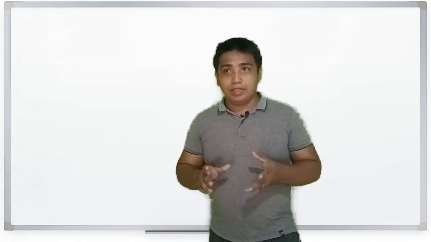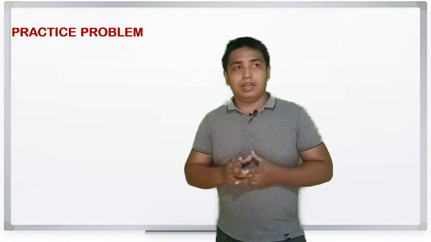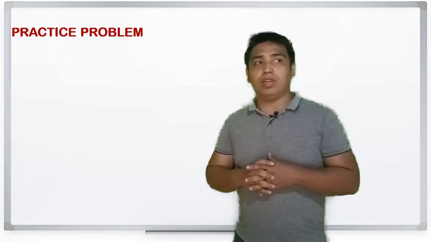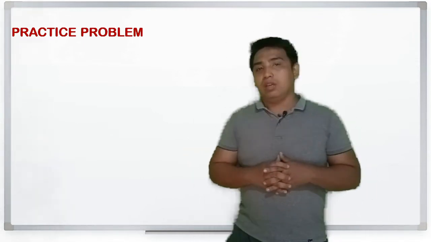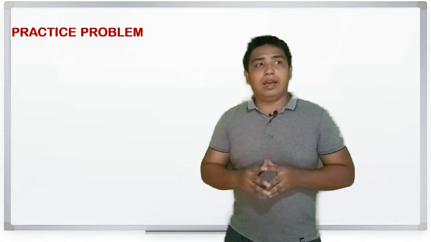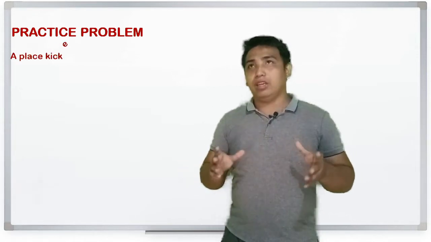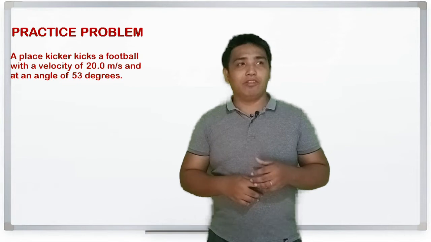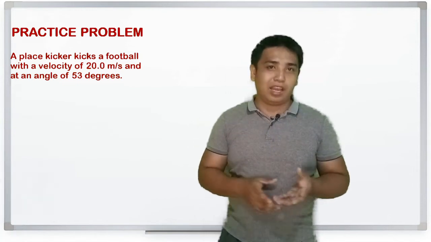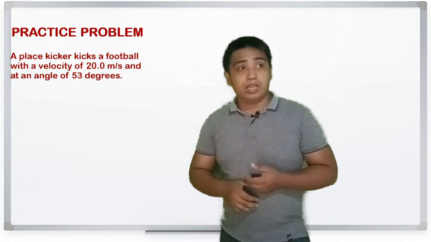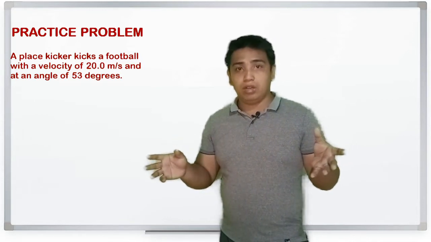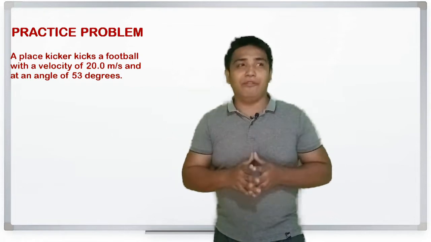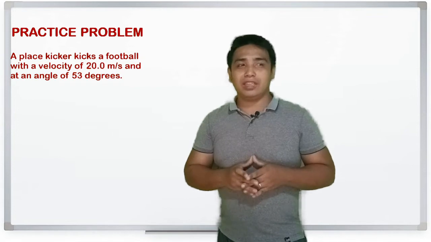Alright, so next is to practice. So problem solving, there are different setups or different scenarios in projectile motion. Maybe this is the easiest. So a goal kicker, a soccer player, kicks a football with a velocity of 20 meters per second, and it is aimed at an angle of 53 degrees. So that's the scenario. When you hear the word degree, you have to actually think of a triangle, like this one.